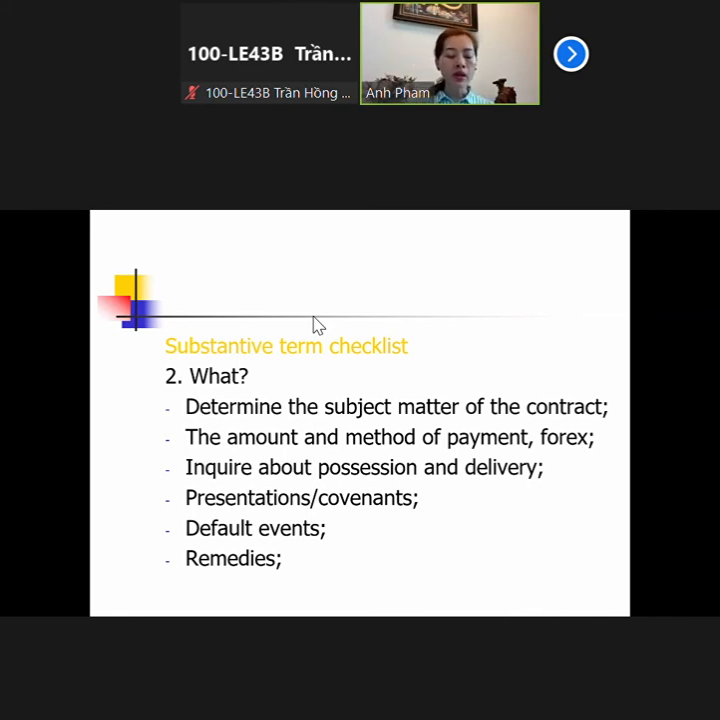So the remedy can be applied for each kind of breach, or it can be applied for the whole contract. So it's up to you as a drafter to decide, for the benefit of your clients, right?